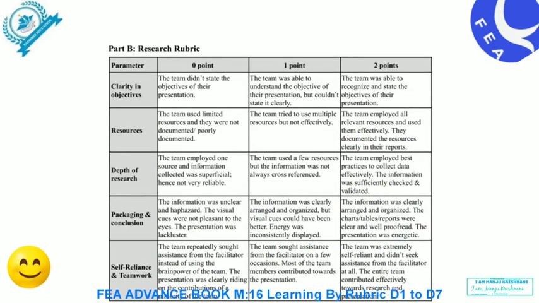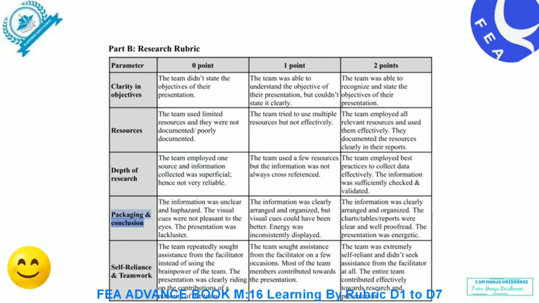Research rubric. Parameter. 0.1 point. Clarity in objectives. The team didn't state the objectives of their presentation. Resources. The team used limited resources and they were poorly documented. Depth of research. The team employed one source and information collected was superficial, hence not very reliable.